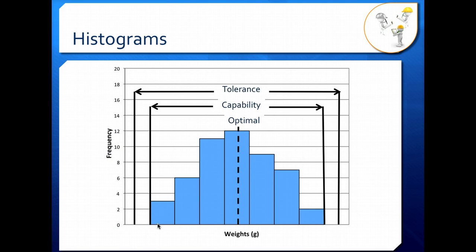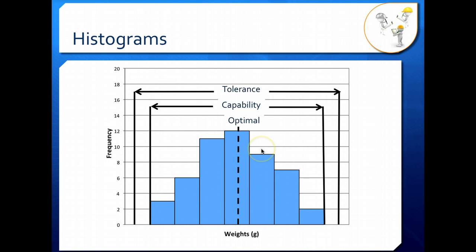So a lot of histograms for food type data are normal, and that means they have a bell-shaped curve like this. You don't see a lot of other types of distributions. The normal distribution just means that it's bell-shaped. In your histogram, in the center, you want to have your optimal weight in this case, or your optimal variable. So you want the center, what has the highest frequency, to be the optimal.